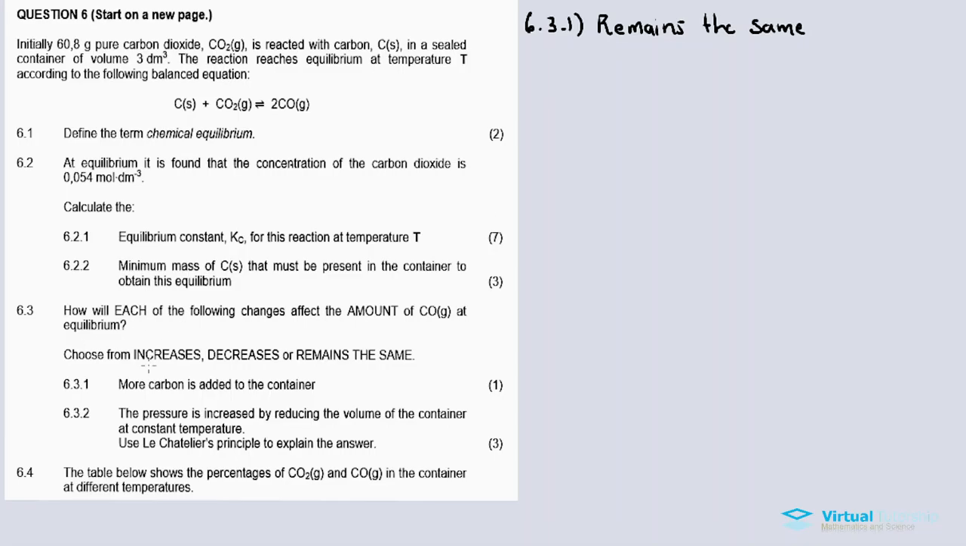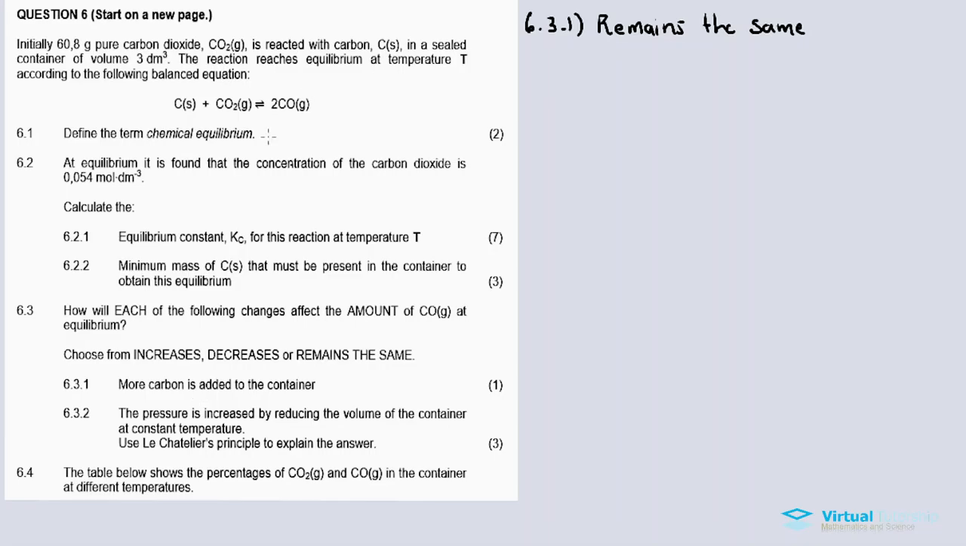Now 6.3.2: the pressure is increased by reducing the volume of the container at constant temperature. So the only change in this case is pressure. Pressure is being increased by reducing the volume of the container. We are told to use Le Chatelier's principle to explain your answer. We want to know how carbon monoxide will be affected if we increase pressure. Carbon monoxide will decrease in this case.